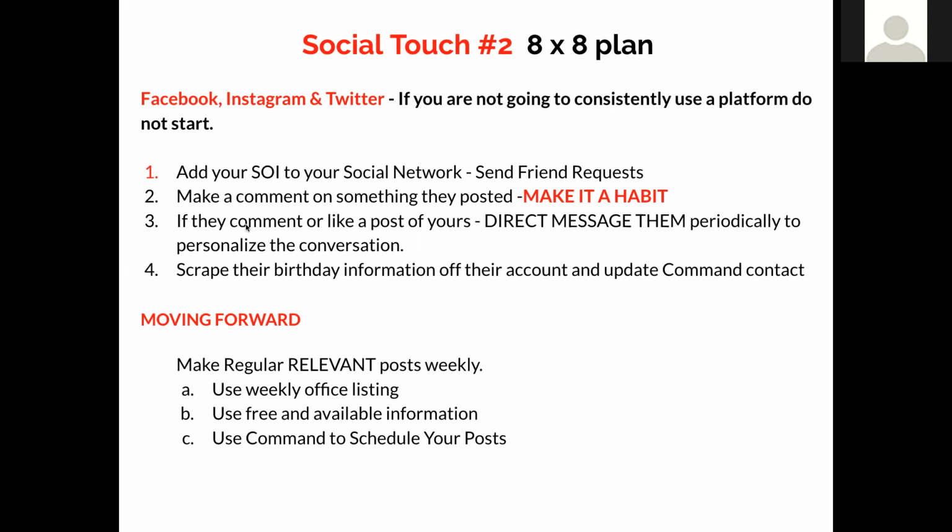So since this is our second social touch, we have already asked our friends, this contact that you're working with today, you have already sent them a friend request. So hopefully they are already in your system. If they did not accept your friend request when you made the first social touch, you can go back, cancel that request, and resend it, and hopefully you will get them to engage with you. If they are already part of your sphere of influence, I want you to go back and make a comment on something that they posted. You need to make it a habit to make a comment on something that they've posted.